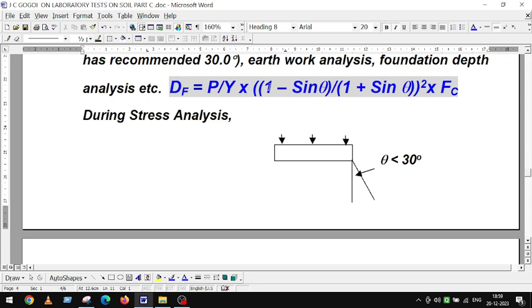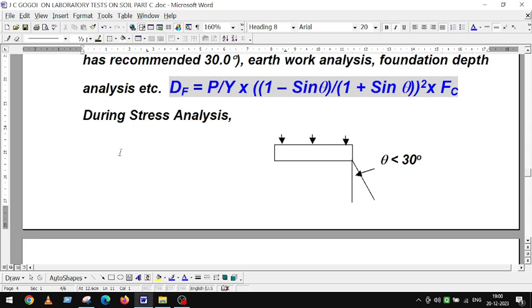It will be the minimum depth of foundation, whatever your soil is, hard or loose; that is a different issue. But this weight and this angle of repose is a governing factor for holding, bearing this applied pressure P.